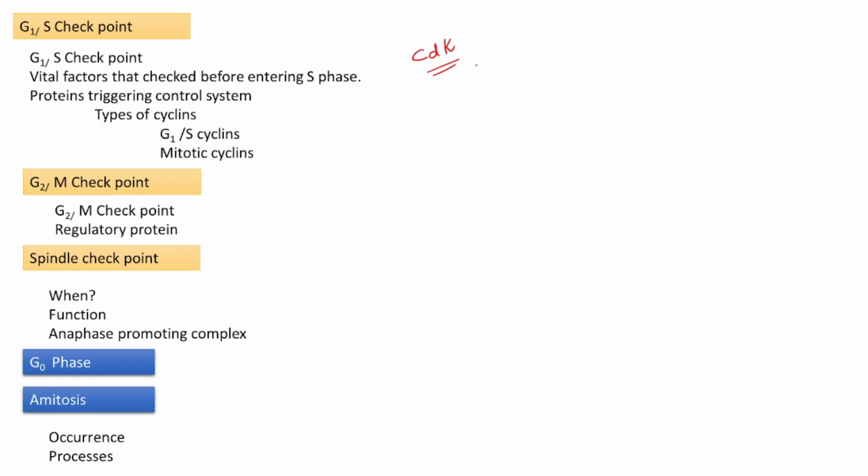And which is the regulatory protein here? The regulatory protein here is G1S cyclin, because it is regulating the protein that is giving the signal to the cell to proceed to the S phase. It is mentioned here. What is the relationship between this cyclin and this cyclin dependent protein kinase? The relationship is that as such this protein is inactive. Alone it cannot do anything. It needs a companion. That companion is this cyclin, G1S cyclin.